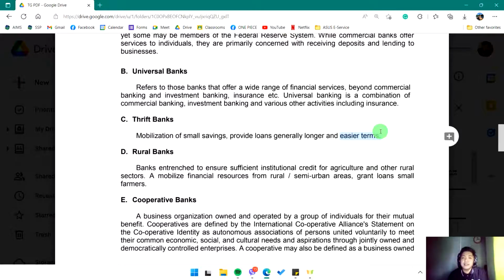And rural banks are typically availed by the agriculture sector ng ating Pilipinas. So usually mga farmers ang focus ng mga rural banks natin to give them financial assistance, mga loans para sa mga kailangan nila ng mga resources sa kanilang mga farms and etc.